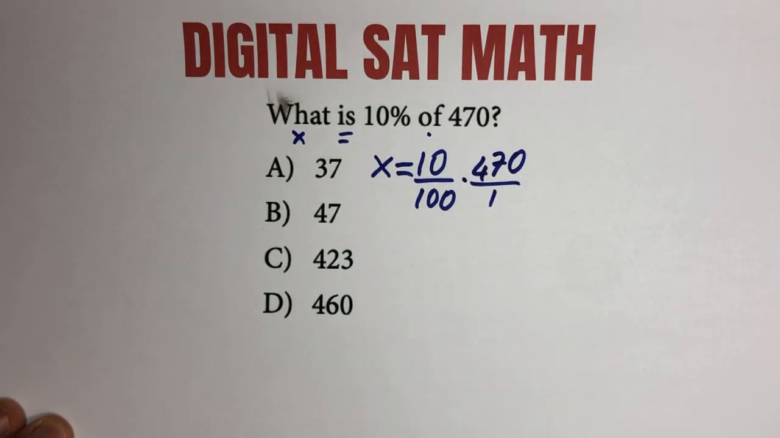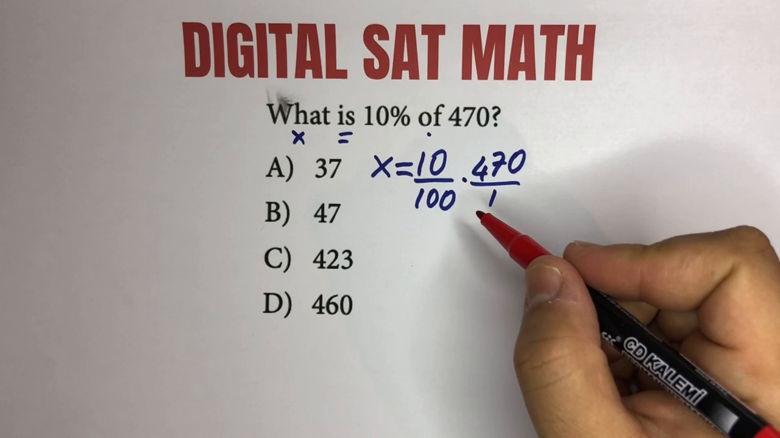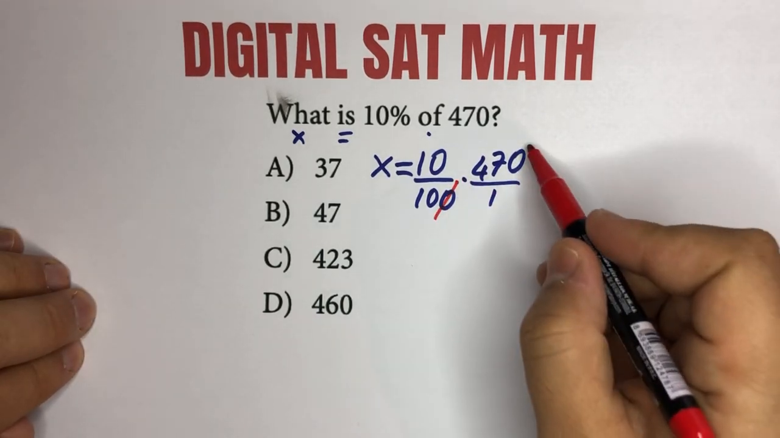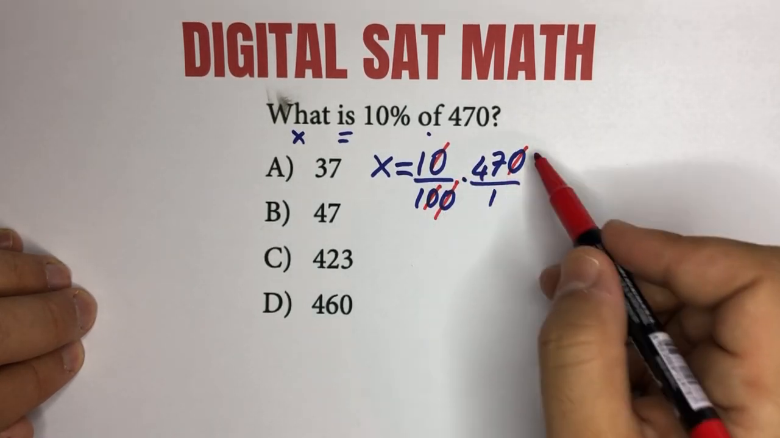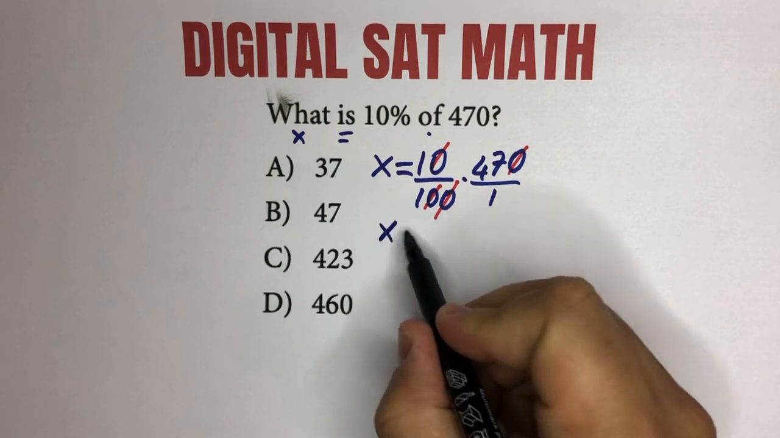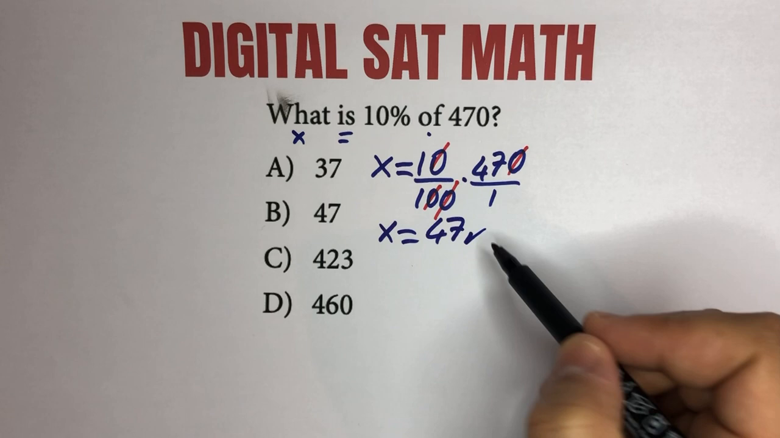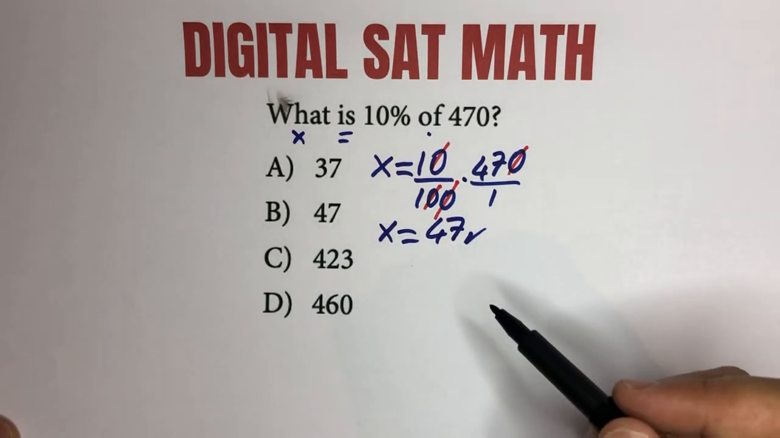We can just go ahead and simplify these zeros, because you don't have to multiply first. Before you multiply, you can simplify here. So this zero cancels out, this zero cancels out, and this zero cancels out. So the answer will be 47 times 1 is 47, divided by 1. So technically this will be 47.